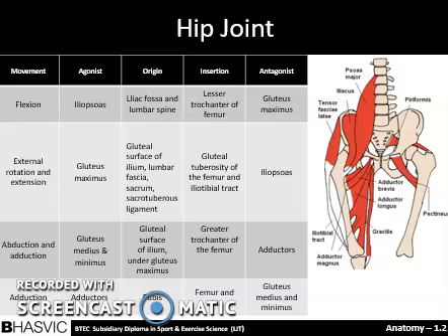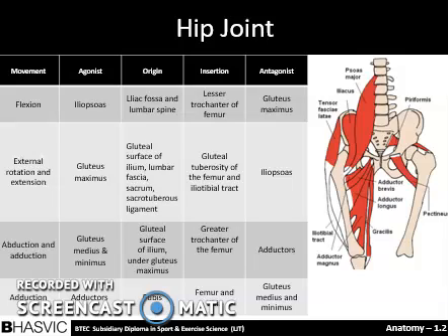The hip joint only has 4 main muscles. One of the agonists is the gluteus maximus. Its main movement is external rotation and extension. Its origin is at the gluteal surface of the ilium, the lumbar fascia, the sacrum, and the sacrotuberous ligament. Its insertion is the gluteal tuberosity of the femur and iliotibial tract. Its antagonist is the iliopsoas.